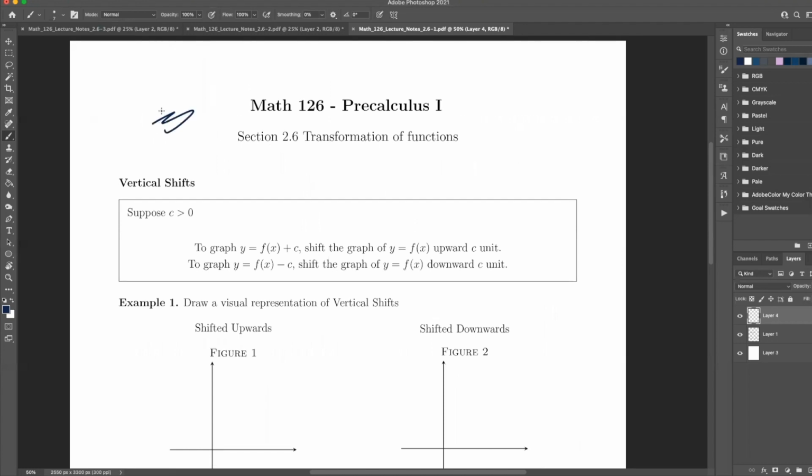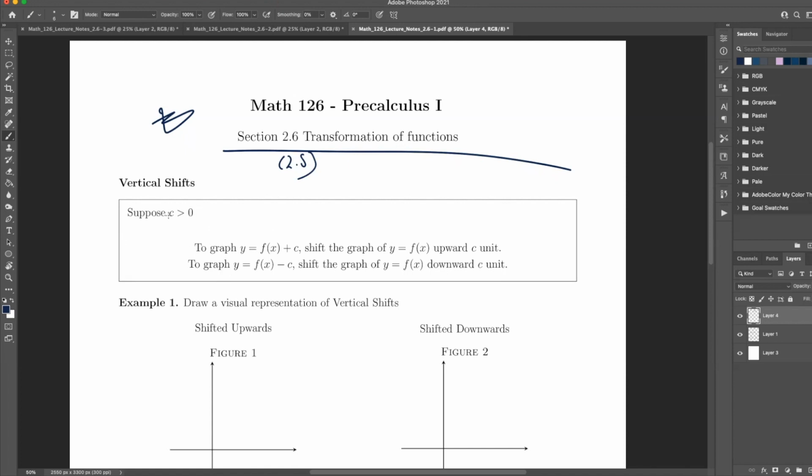All right, so we're gonna do 2.6. This is 2.5 from the old notes, or from the old book. And so this is just transformations of functions.